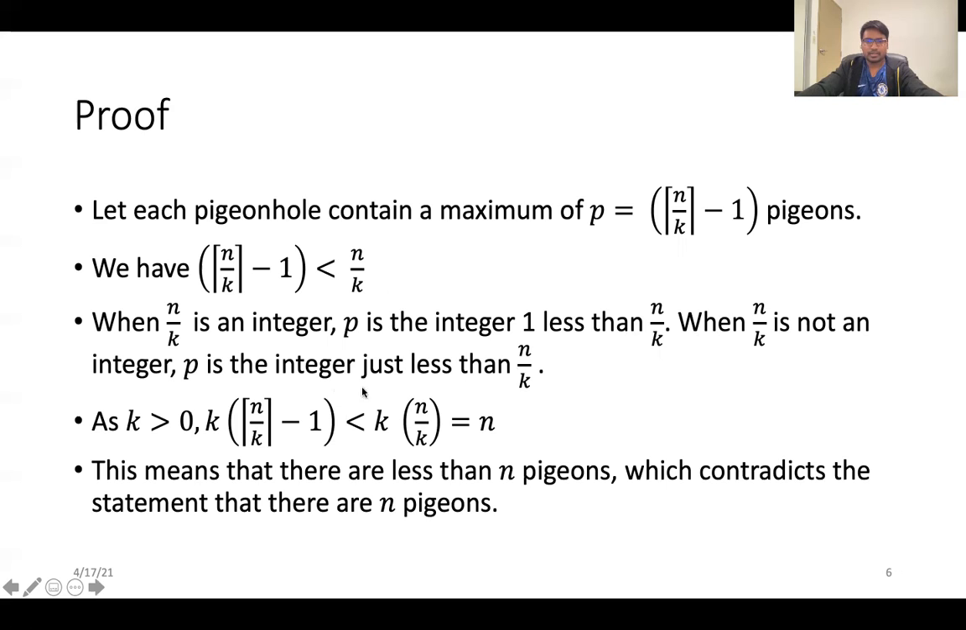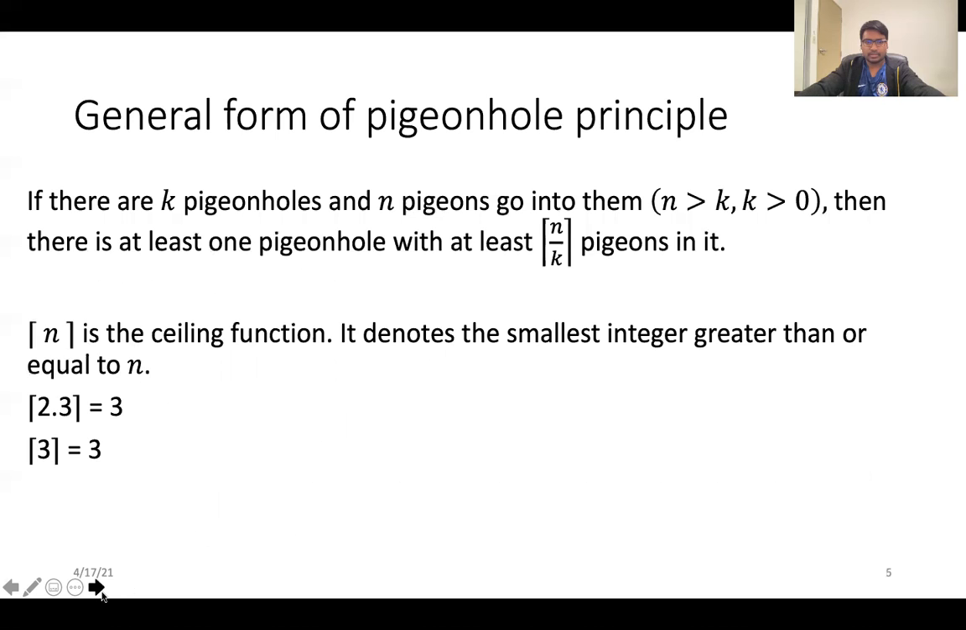And when n by k is not an integer, then ceiling of n by k is the integer that is just greater than n by k, and so p becomes the integer that is just less than n by k. So either way, it is a strict inequality. As k is greater than 0, we can multiply k on both sides of the inequality, and when we assume a maximum of ceiling of n by k minus 1 pigeons per hole, we get that there are less than n pigeons, which contradicts our statement, which said that there are exactly n pigeons here.